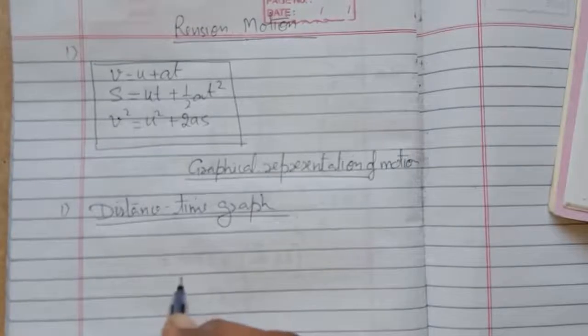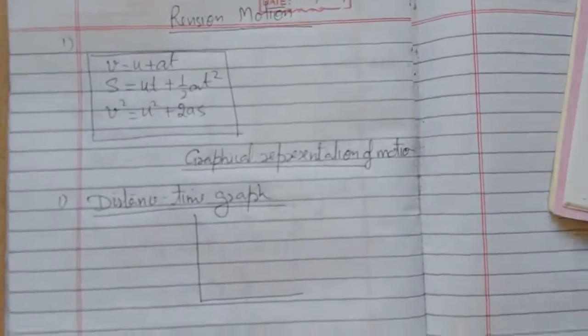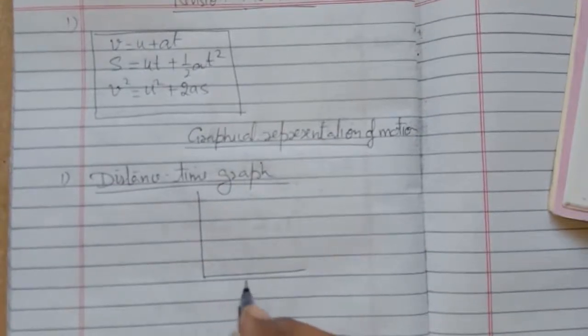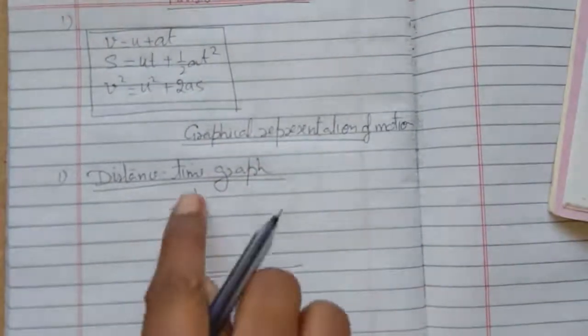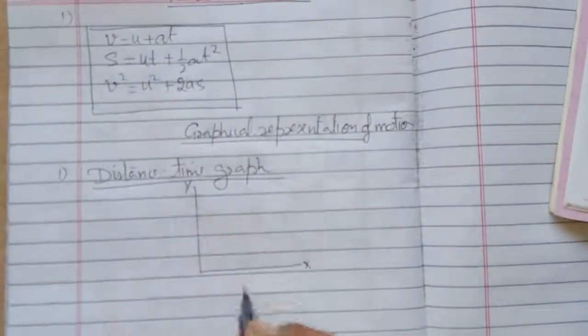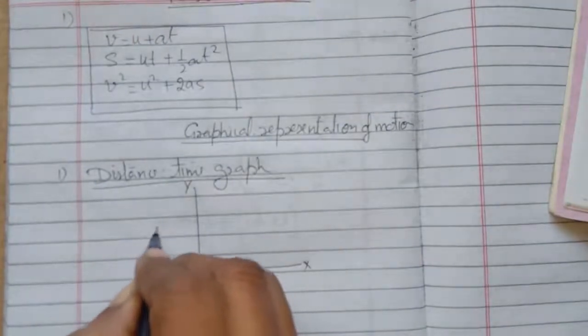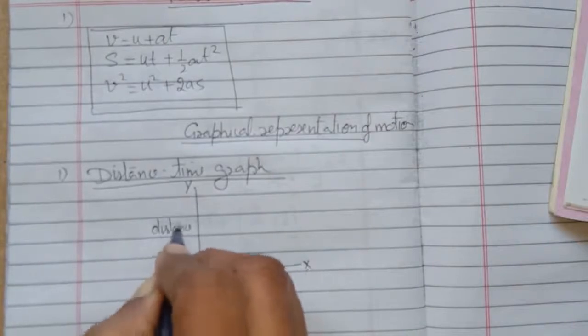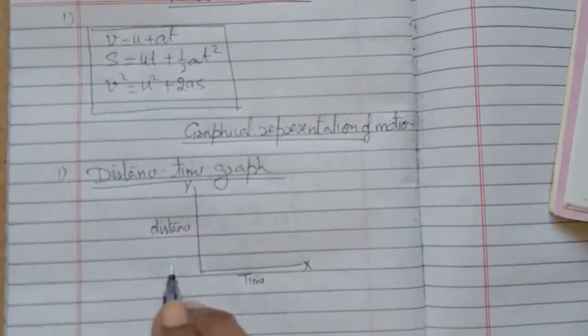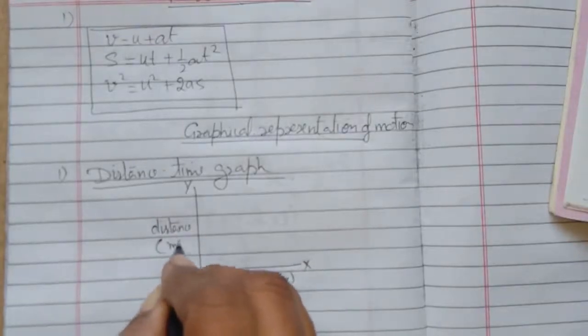In the distance time graph, we represent the time on the x-axis and the distance on the y-axis. This horizontal line is called the x-axis and this perpendicular one is the y-axis. The time can be in hours and the distance can be in kilometers, or for SI units, we use the time in seconds and distance in meters.